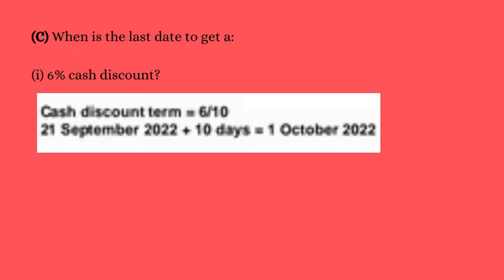Question 2C. When is the last date to get a 6% cash discount? As we can see here, the cash discount term is 6/10. That means 21 September 2022 plus 10 days. So the answer for the last date to get a 6% cash discount is 1 October 2022.